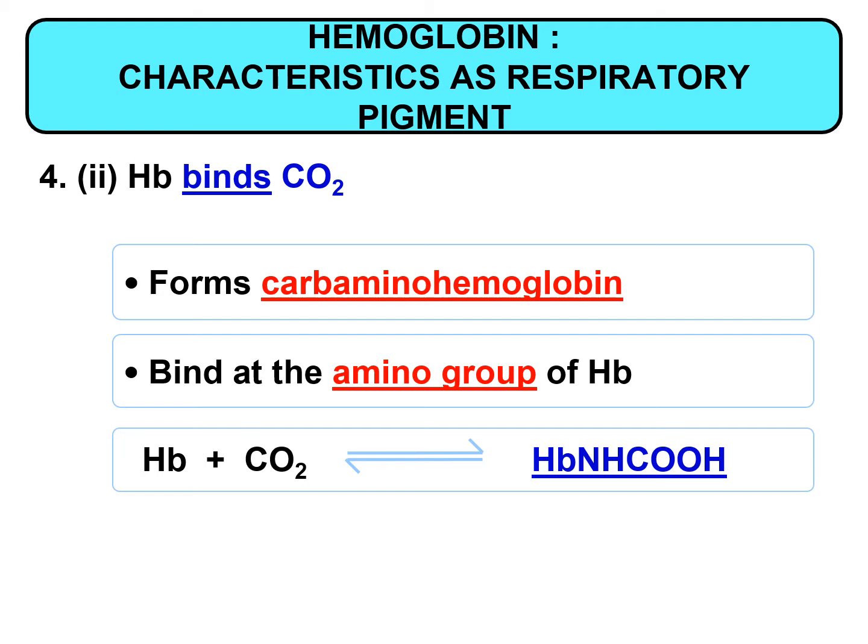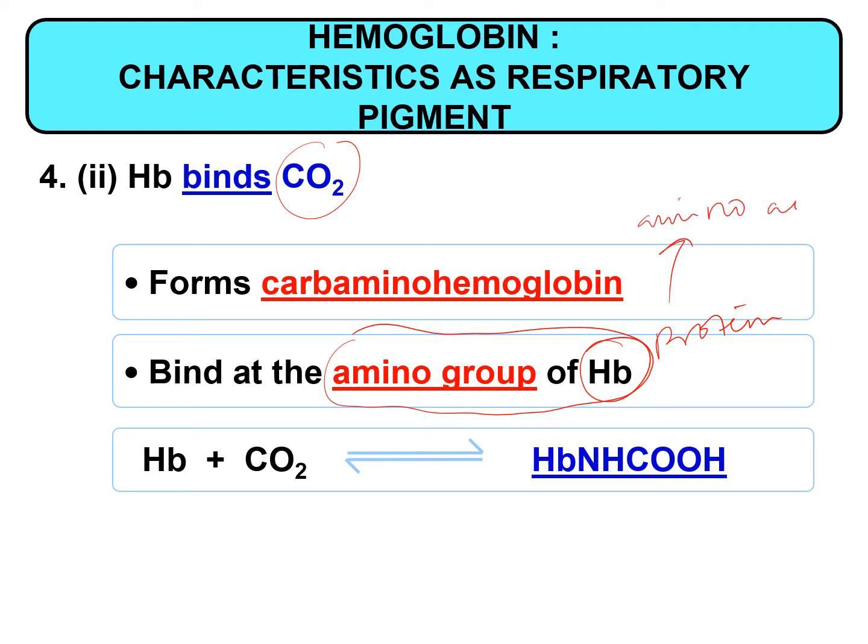The fourth characteristic, part 2, is the ability of the hemoglobin to bind to another gas, which is carbon dioxide. The binding of carbon dioxide to hemoglobin is at the amino group, not the heme group. It is not attached to the heme group. Instead, it is attached to the amino group of hemoglobin. Remember, hemoglobin is a protein, so the protein subunit is the amino acid. Do you still remember the structure of your amino acid?